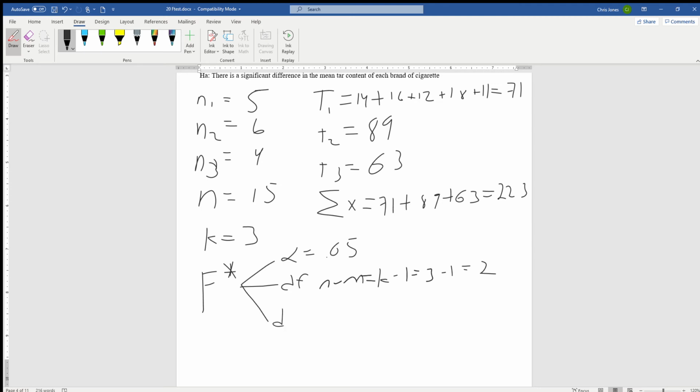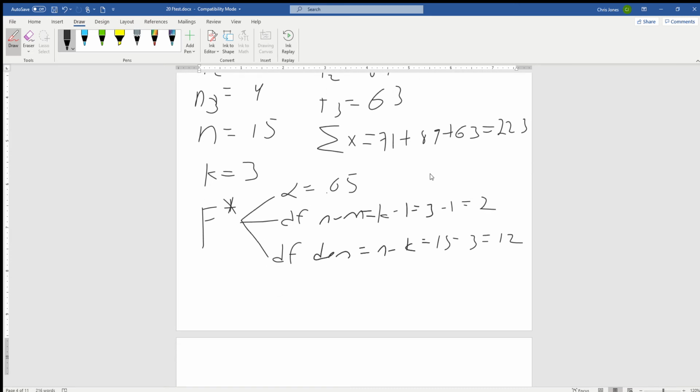And then finally, degrees of freedom in the denominator is equal to N minus K, or 15 minus 3, which is 12. Now we're going to look in the distribution and find the F critical value. Remember, the first thing we have to do is go to the page with 0.05.